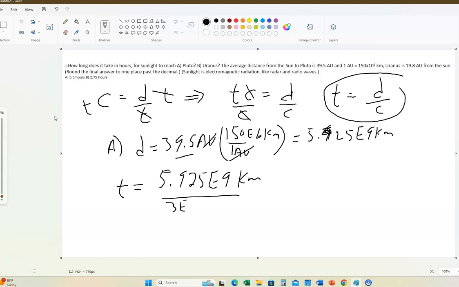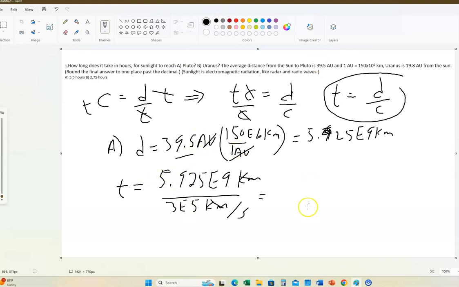It's normally 3 times 10 to the eighth meters per second, but since we're in kilometers here, it's 3 times 10 to the fifth kilometers per second. All right, and so now the kilometers will cancel, and you get 1 over seconds, and so the answer comes out to be seconds, and then we'll convert it into hours.